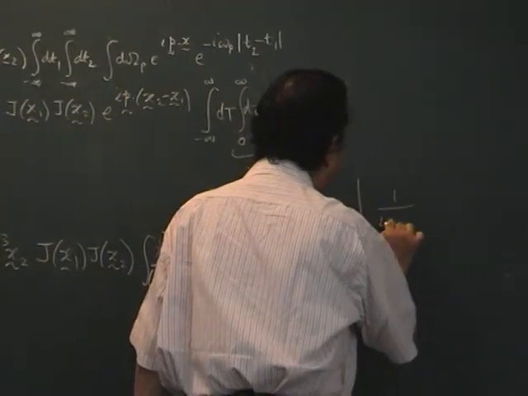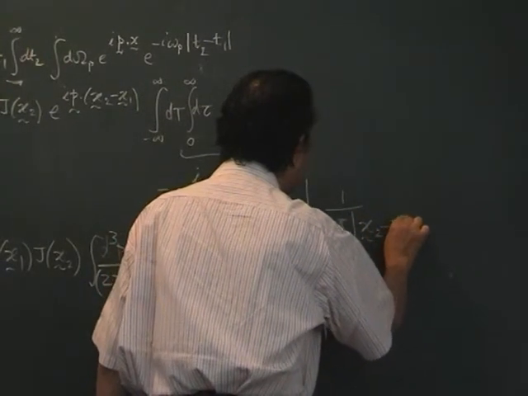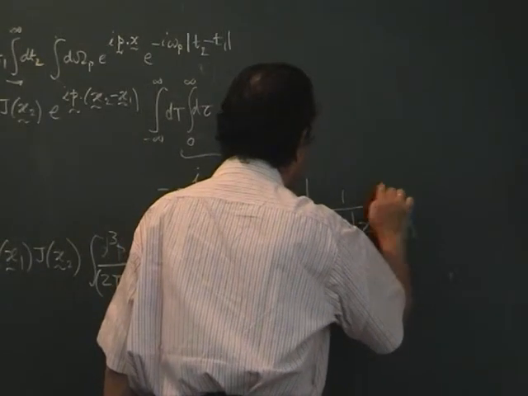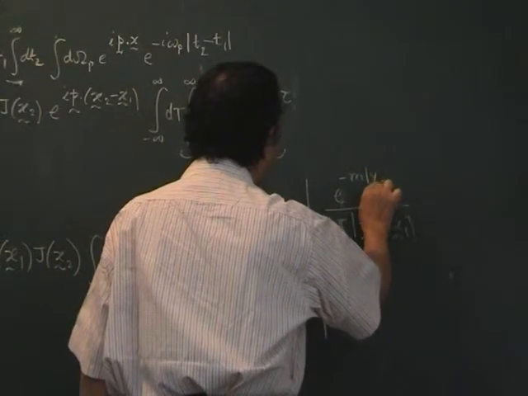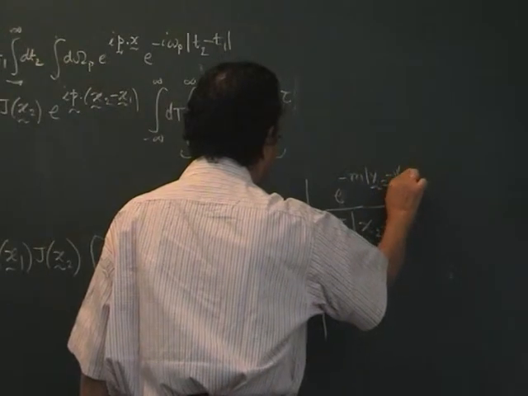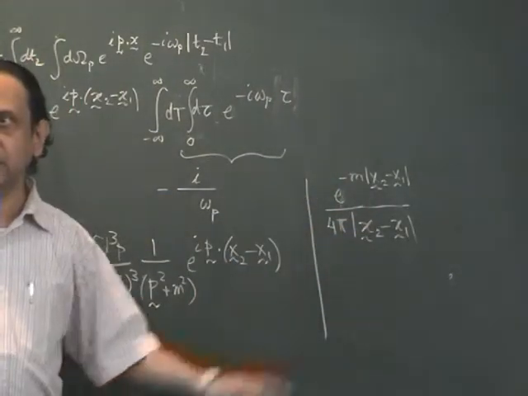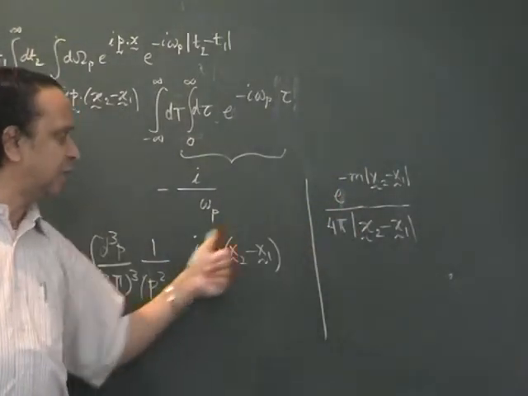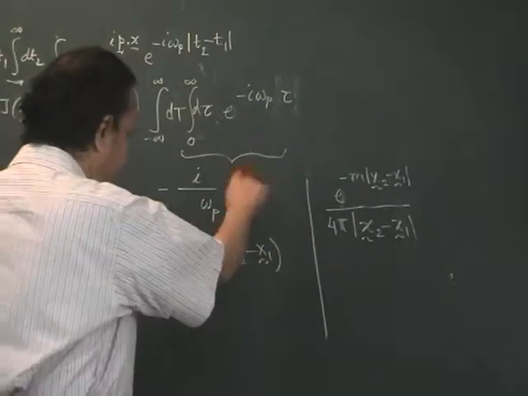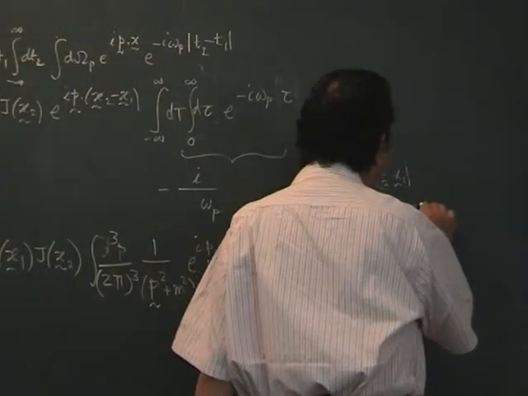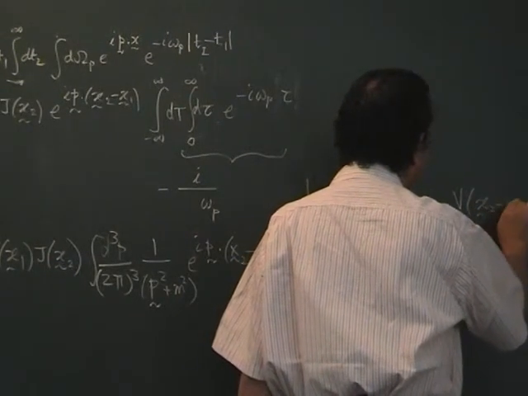1 upon 4 pi modulus of x2 minus x1, e to the minus m modulus of x2 minus x1. You must have done this. This is like a Yukawa potential. The Fourier transform of the Yukawa potential is 1 upon p squared plus m squared. If m goes to 0, the Fourier transform of 1 upon p squared is 1 upon x. This is the standard Coulomb's law kind of thing. This is what we need. So let me call this quantity minus v of x2 minus x1. The minus sign is chosen with some foresight.